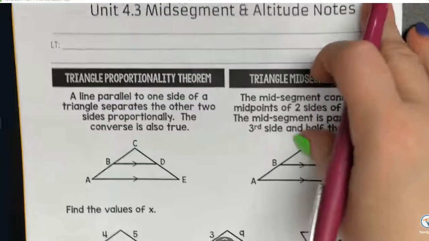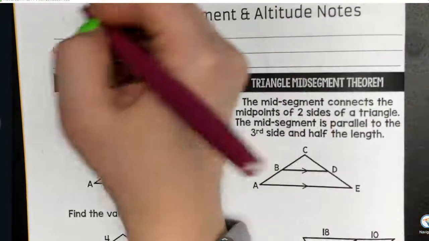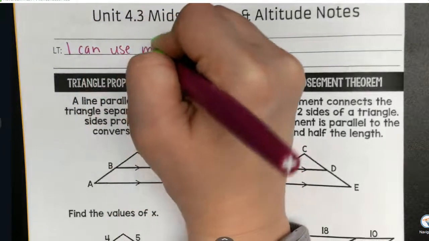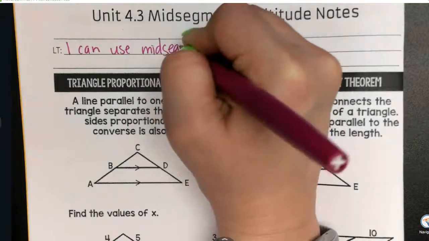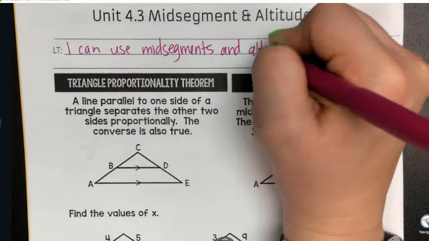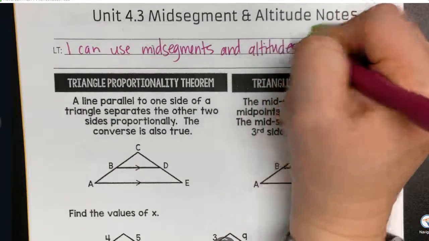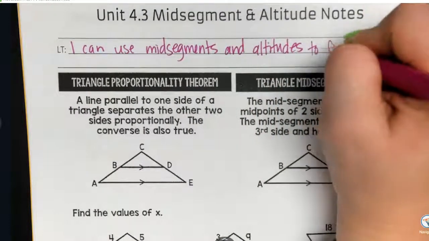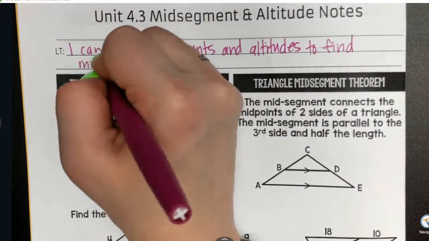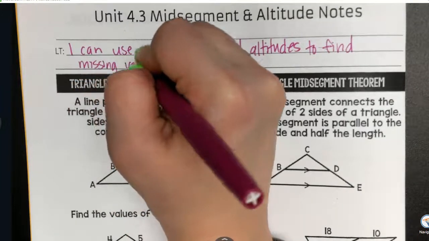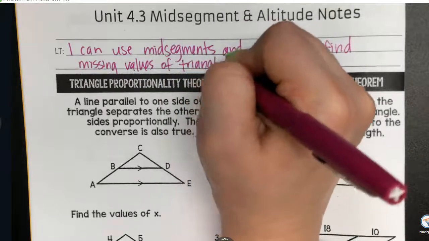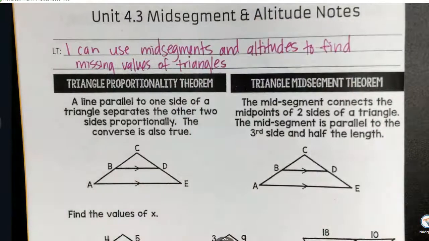For this lesson, this is midsegments and altitudes. Our learning target is I can use midsegments and altitudes to find, that's right, missing values. That's what we always do, of triangles. Okay. So we've been talking about triangles.